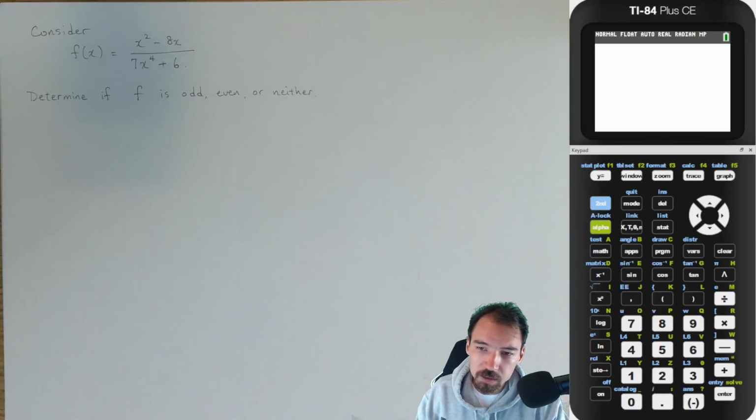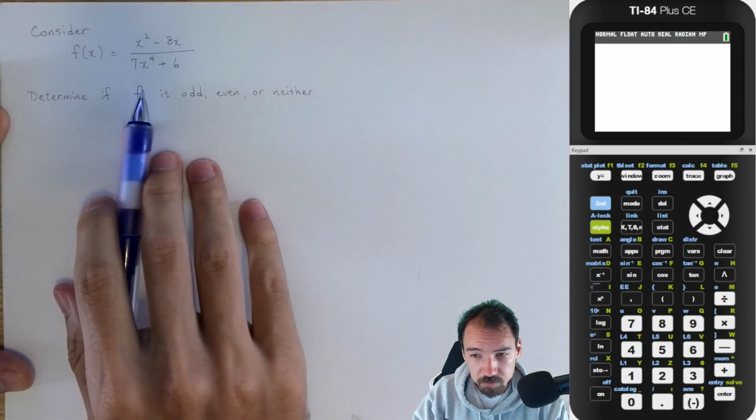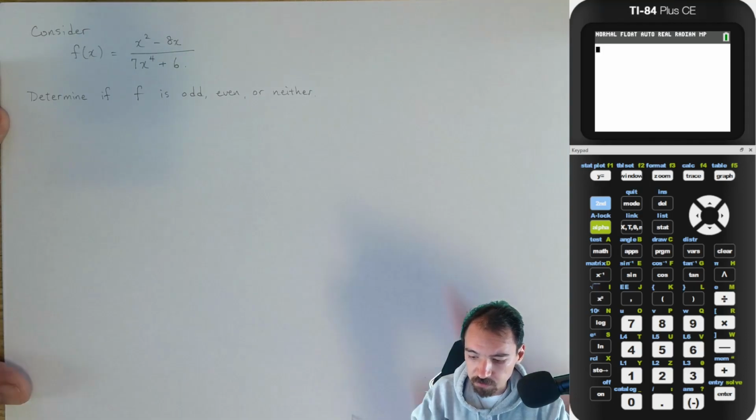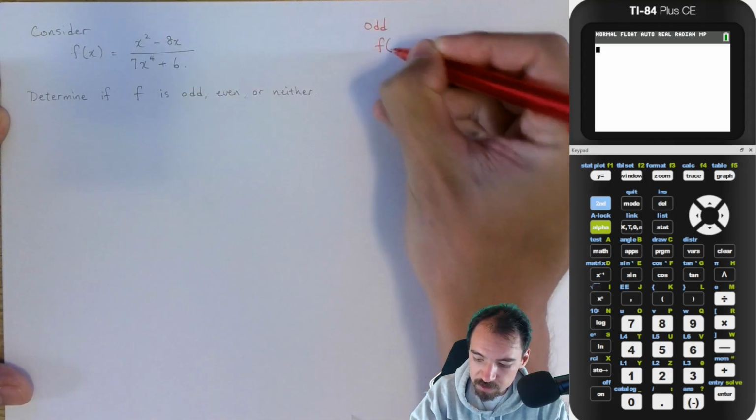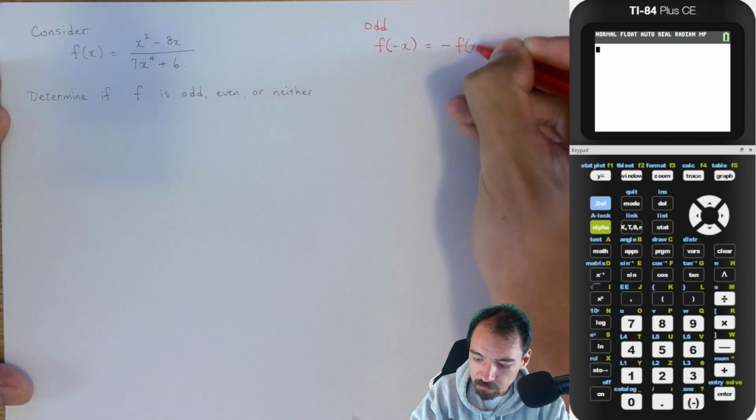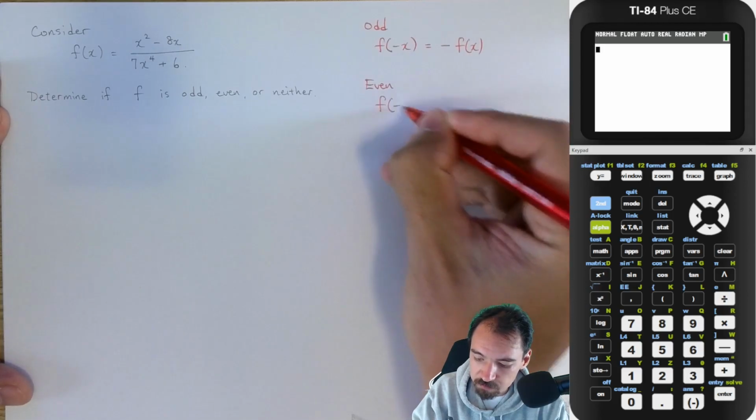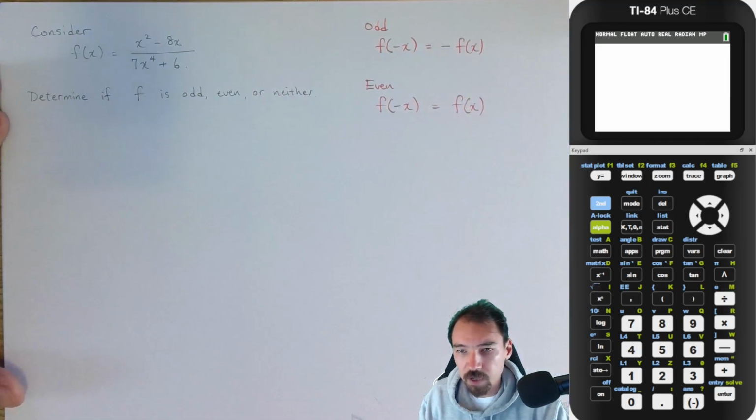Hey friends, today let's look at a common problem that asks you to investigate a function and see if it is odd, even, or neither. So we're taking a look at this right now, and we have to remember the definitions of odd and even functions. An odd function satisfies the condition that f of negative x is equal to negative f of x, and an even function satisfies the condition that f of negative x is just equal to the regular version of f of x.